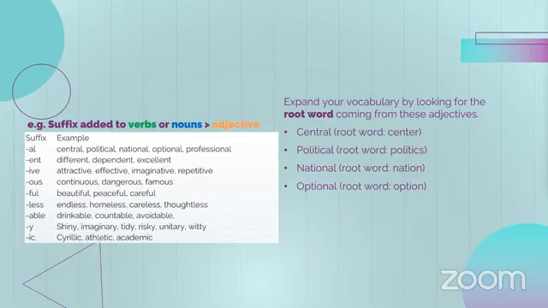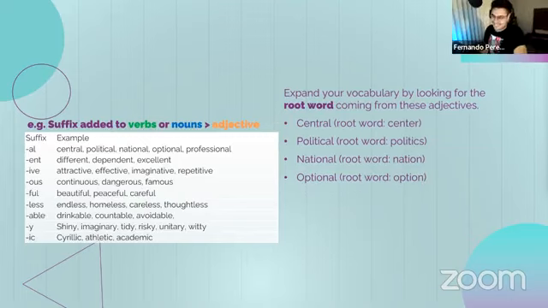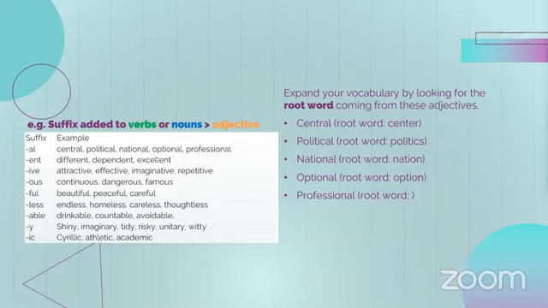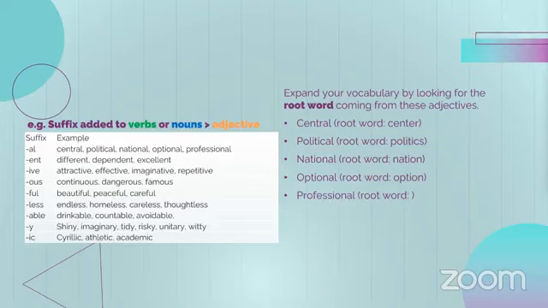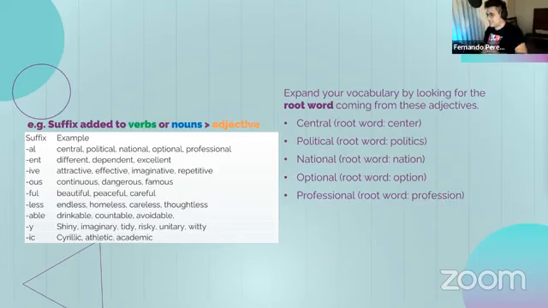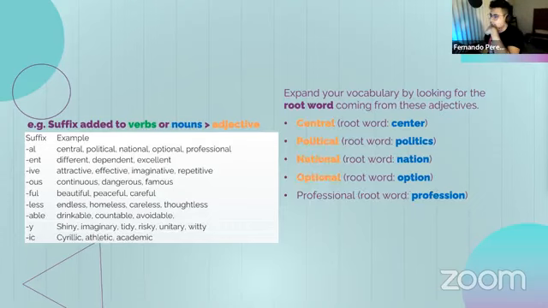Excellent. Professional? Similar, not the previous one. So, which one is it? Profession. Exactly. Professional. There we go. All of these are nouns. Center, politics, nation, option, profession, they are nouns. Taking the adjective: central, political, national, optional, and professional.